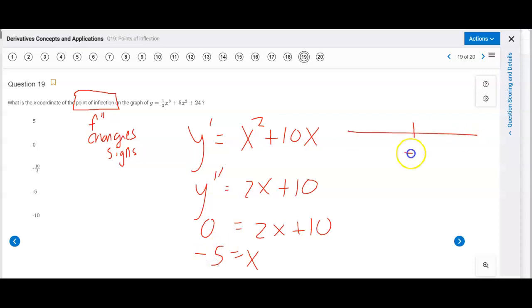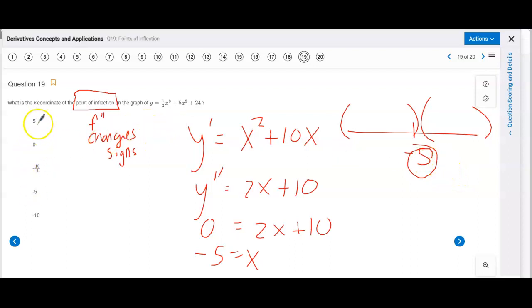And then I'm going to do a number line test. I'm going to test from the left and the right. If it turns out that the left is negative and the right's positive, or vice versa, that means it's changing signs at that point. And that would mean that -5 is a point of inflection.